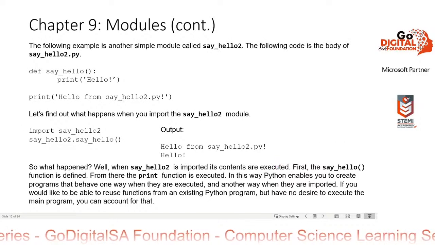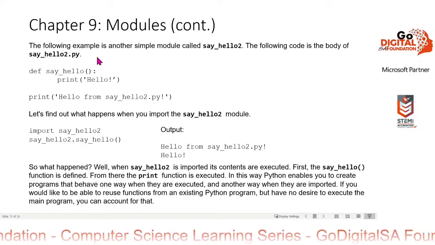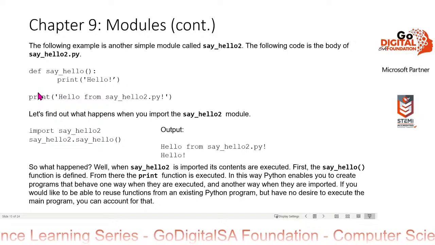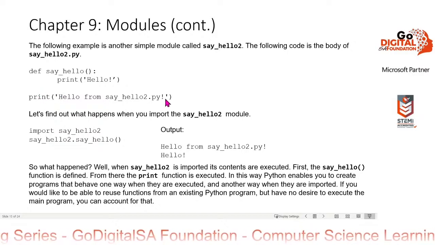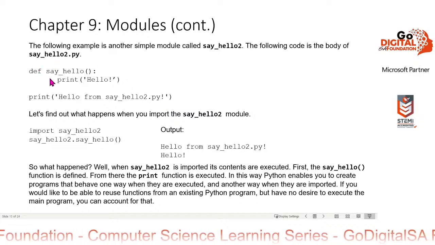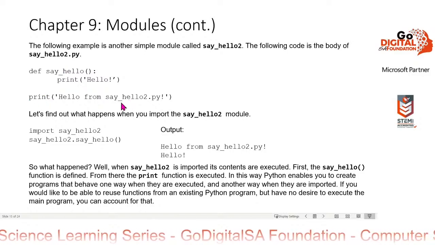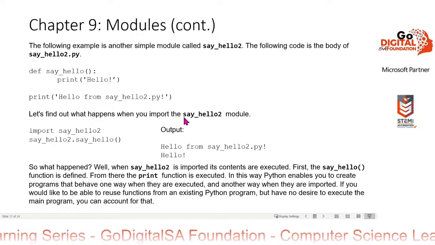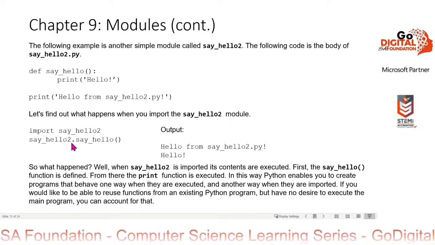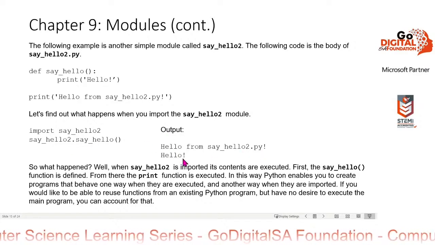The following example is another simple module called sayhello2. The following code is the body of sayhello2.py. Define sayhello, print hello, and print hello from sayhello2. Okay, so our module sayhello2 consists of this function definition, and it also has a print statement in it. So let's find out what happens when we import the sayhello2 module. If we import sayhello2 and then we say sayhello2.sayhello, the output is hello from sayhello2.py and then hello.